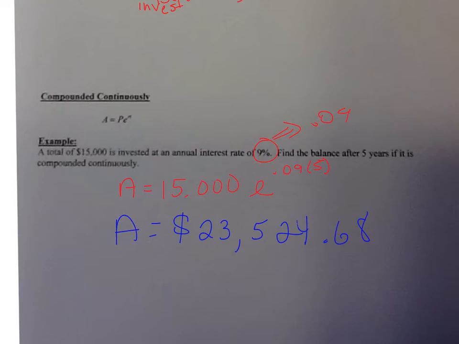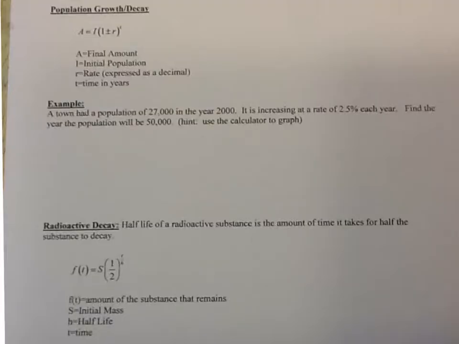Okay, so flip it over. The next thing we're going to talk about is population growth or decay. It would be growth if it's a plus in here, and decay would be a minus. So it's A equals I times 1 plus or minus R raised to the T power.